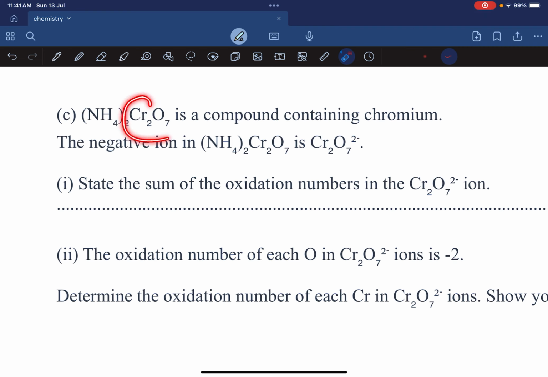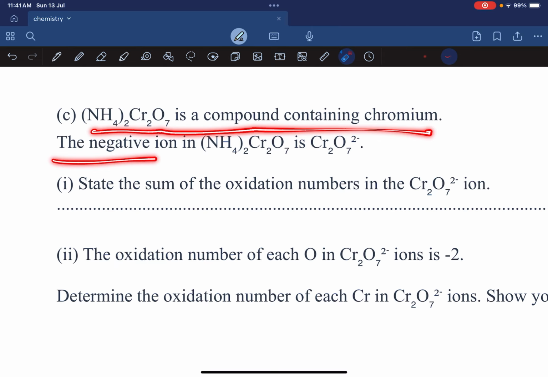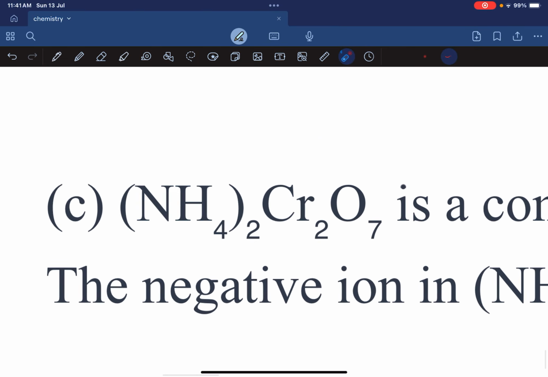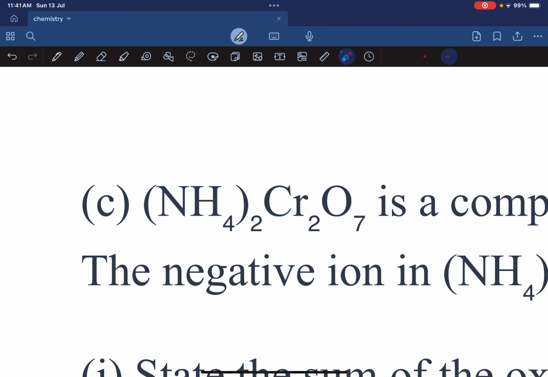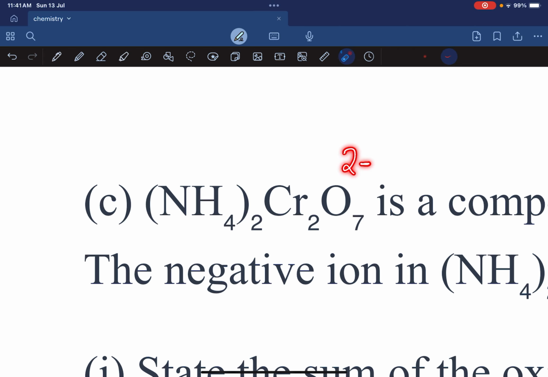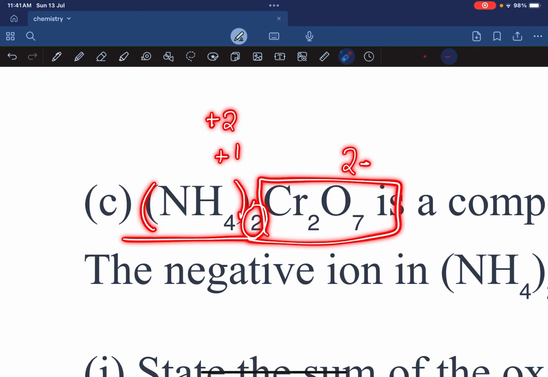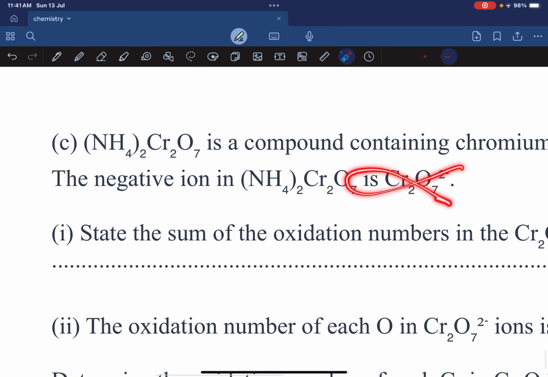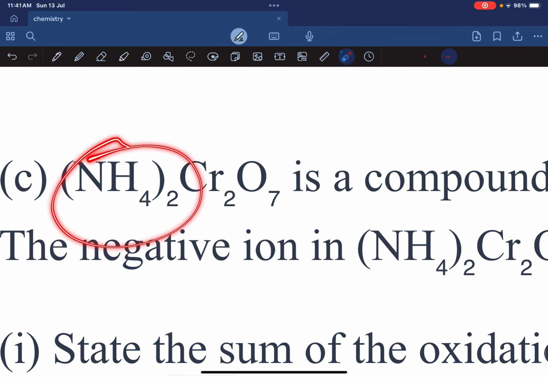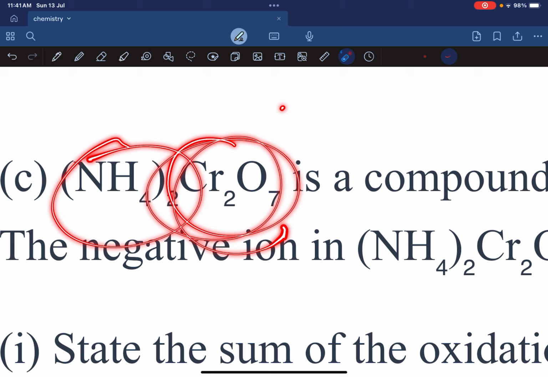Now we have ammonium dichromate, a compound containing chromium. The negative ion in this is Cr2O7 2 negative. I love this question, you know why? Because before they tell you that this is 2 negative, can't you work it out yourself? One ammonium is a +1, and you have 2 ammoniums. That means you have a 2 plus. And to balance out a 2 plus, this entire thing, Cr2O7, has to have a 2 negative charge. I guess they didn't have to mention this. You could figure it out by just looking at it.